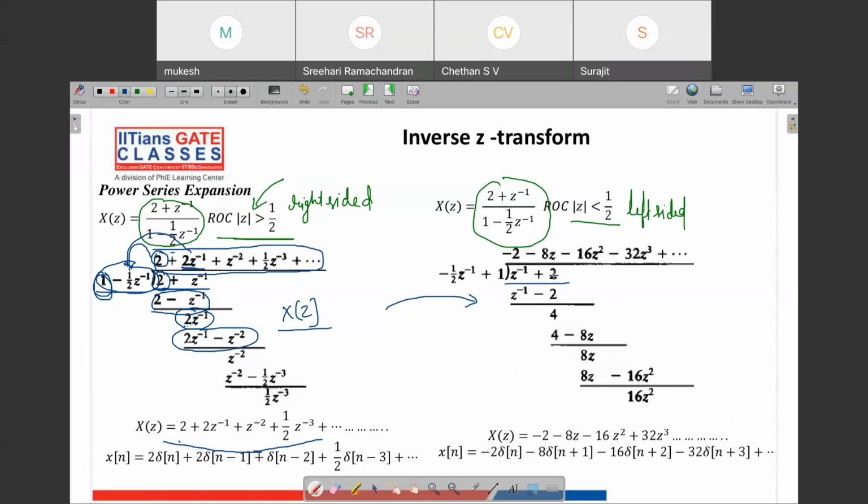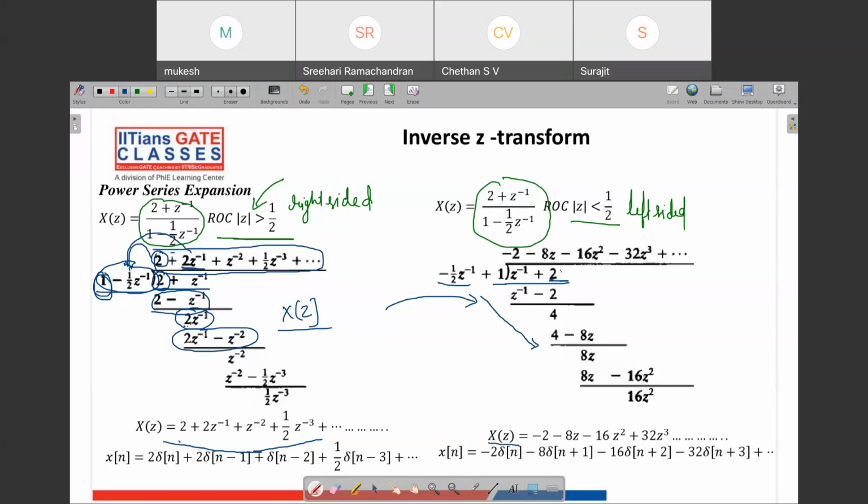In this case you will be arranging in this way. It is now ascending order of the z. Lowest will be on the left, highest will be on the right. So highest here is 0, lowest is -1. So you have arranged in this way. Again, you'll do the polynomial division here. And after the polynomial division, you'll get the x of z.